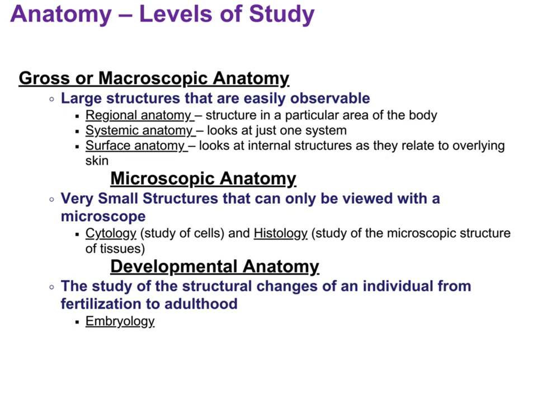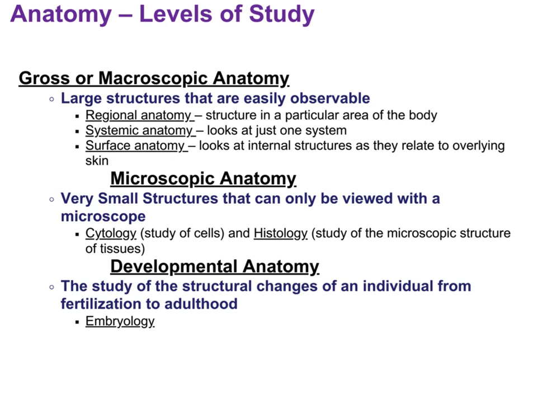Or we could look not just at the heart itself in the thoracic cavity, we could systemically look at it. Systemic anatomy looks at just one system, like the cardiovascular system. So we go further than the heart, and we would look at both the heart and blood vessels. We can also look at the surface of the body and see how internal structures relate to the overlying skin. Now, there are also other types of macroscopic anatomy, so that's just a quick look.